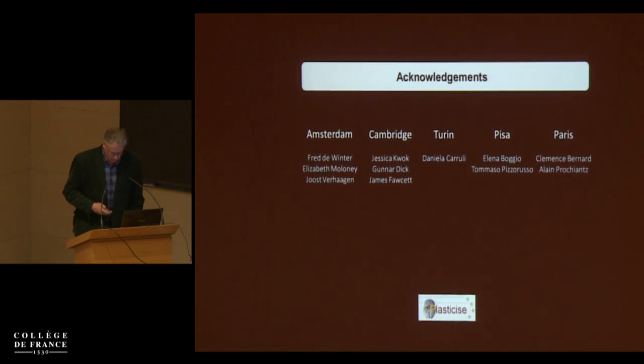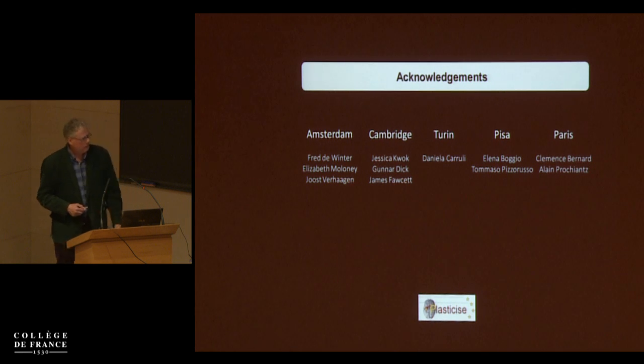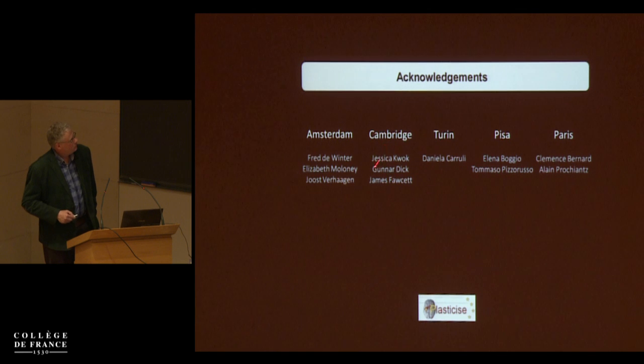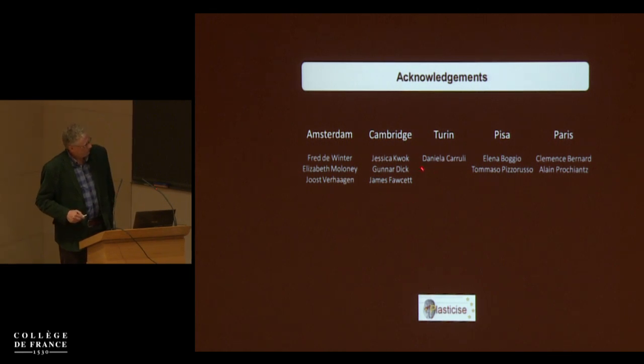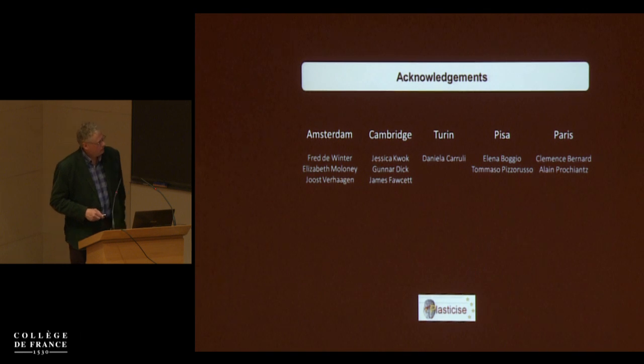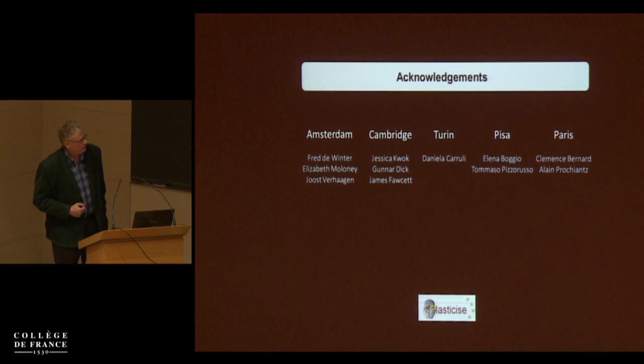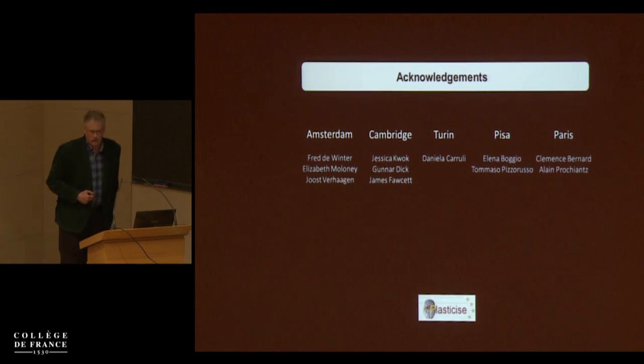So this has by now become a project that's performed all over Europe. It started in Cambridge and Amsterdam, a collaboration between James and Jessica and my lab. Daniela Carulli is involved in the project. We are also working on SEMA3A in perineuronal nets in the deep cerebellar nuclei, and then recently the interaction with Clémence and Alain in Paris.